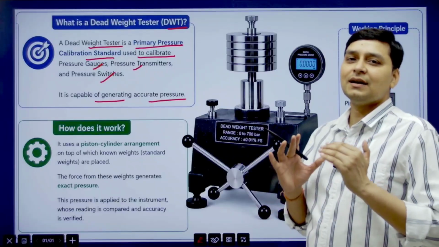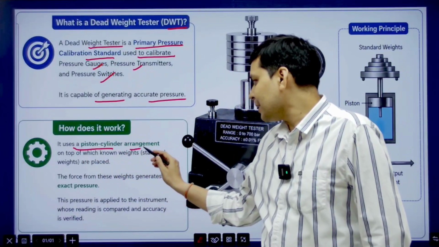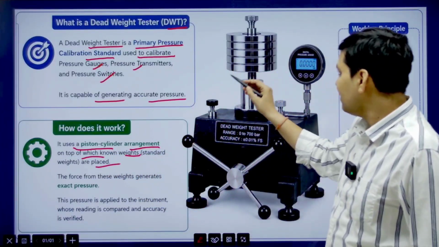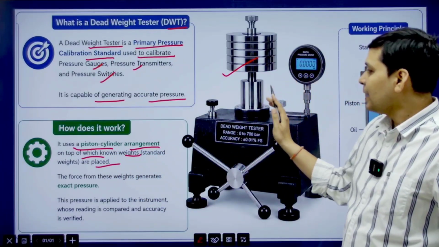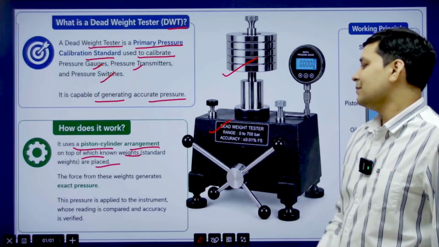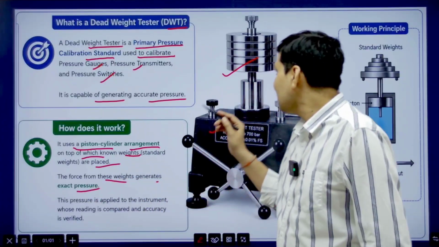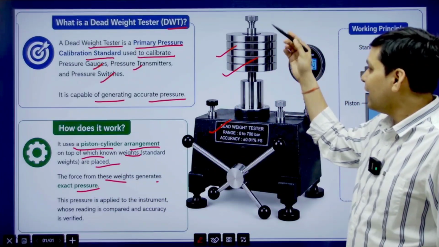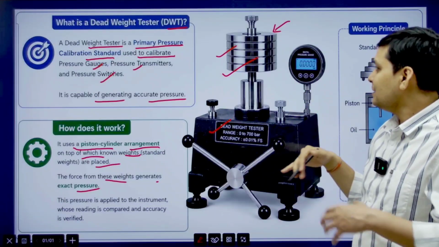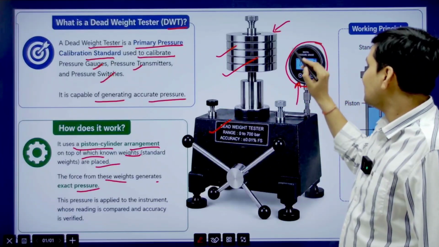Now we will discuss how it works. Look friends, it uses a piston cylinder arrangement on top of which known weights are placed. The force from these weights generates an exact pressure, and that pressure is measured by the instrument placed here.